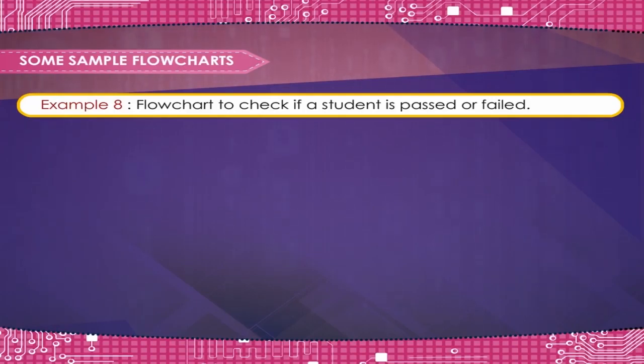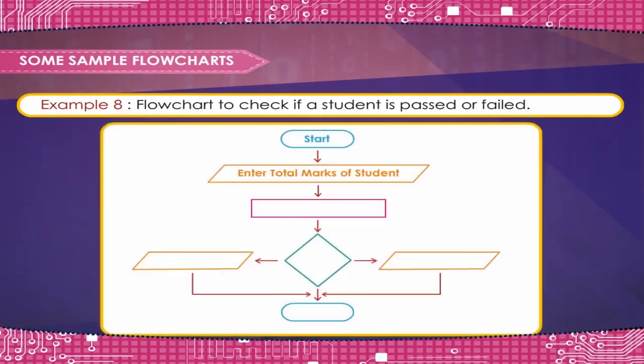Example 8. Flowchart to check if a student is passed or failed. Start. Enter total marks of student. AVG is equal to T divided by 5. Is AVG greater than 50? If yes, print passed. If no, print failed. Stop.